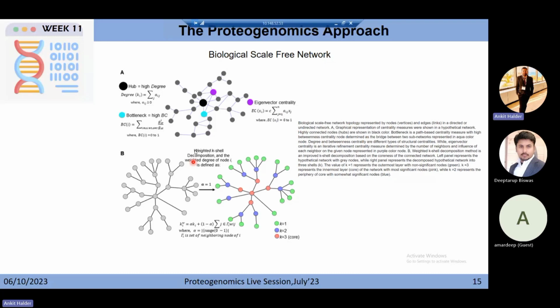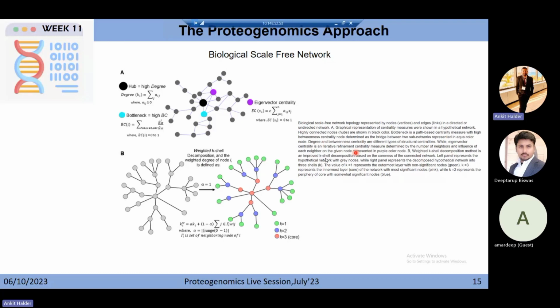So generally we can feel that these are very easy to understand and to interpret, but sometimes it is not so. We need to dig deep into it, and then only can we get the best understanding out of it. So then you can see that degree and betweenness centrality are different types of structural centralities, while eigenvector centrality is an iterative refinement centrality measure determined by the number of neighbors and the influence of each neighbor on the given node, represented in purple color.